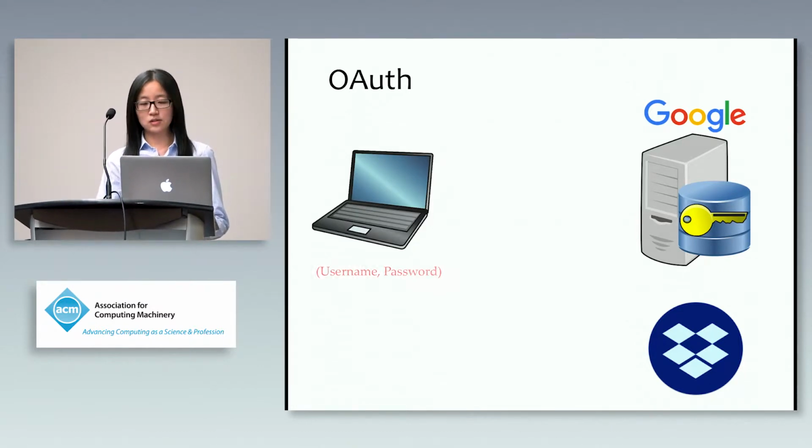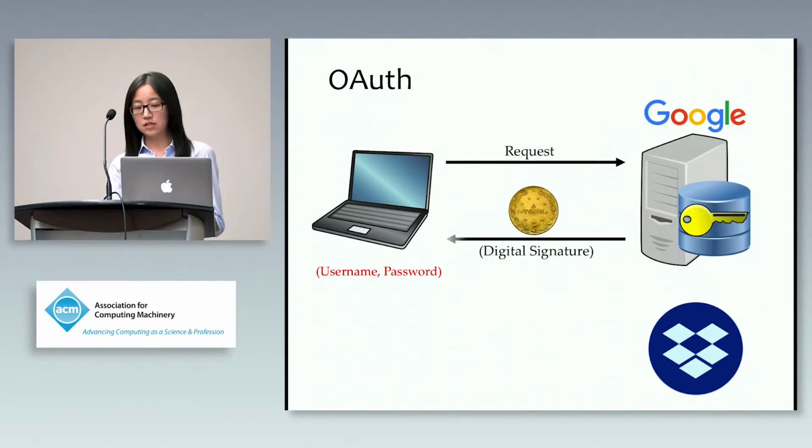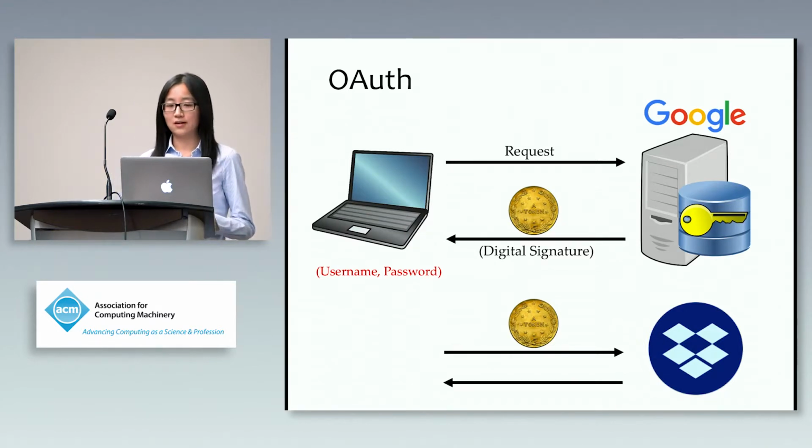The user can use their username and password to somehow request a token from Google. And then the Google server will verify if the password is correct or not. If it's correct, it will use a secret key to generate a token, which could be a digital signature in this case. And then the user can just forward this token to Dropbox. And then the Dropbox server can verify if this is a valid token generated by Google for this particular user. If everything looks good, it will give access to the user.